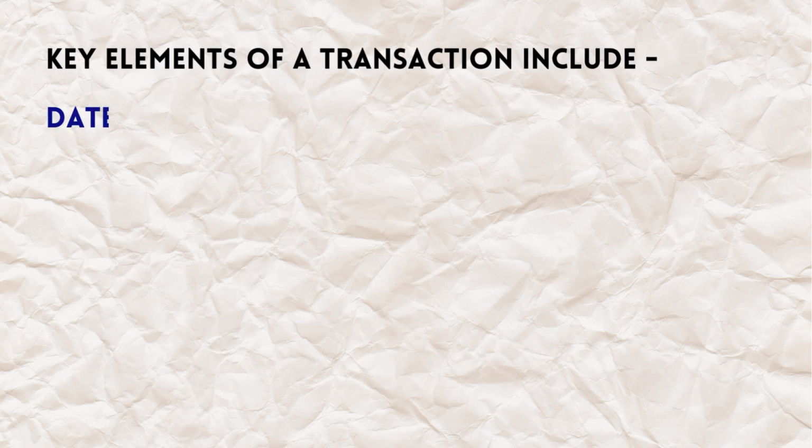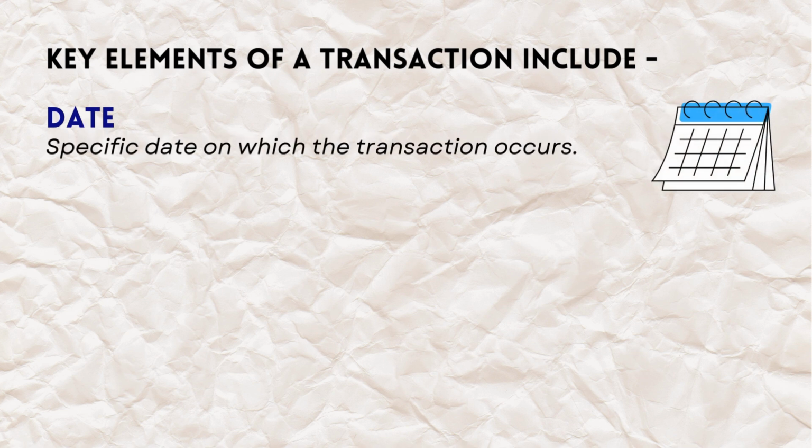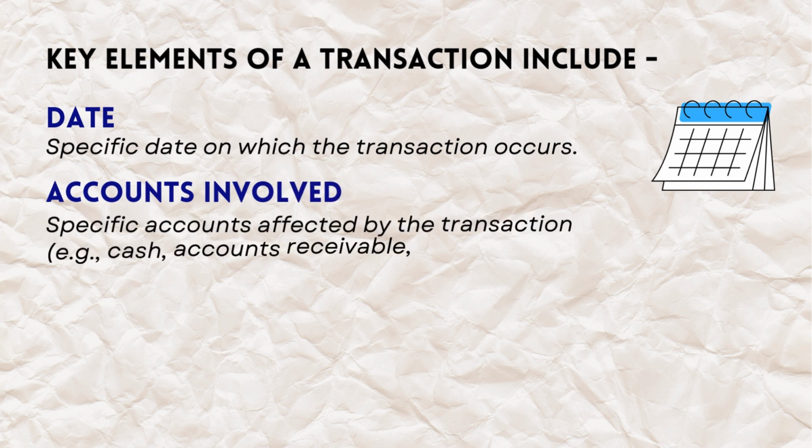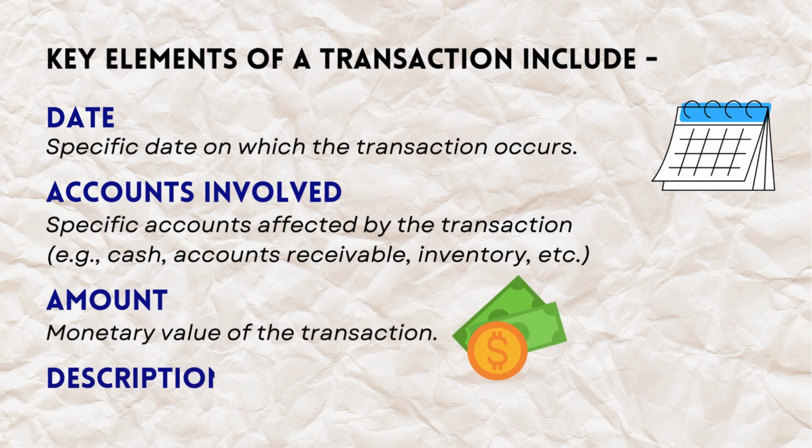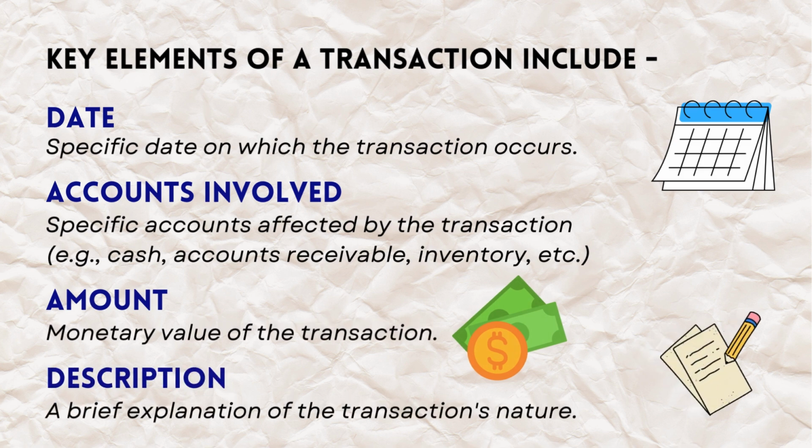Key elements of a transaction include date, the specific date on which the transaction occurs; accounts involved, the specific accounts affected by the transaction, for example, cash, accounts receivable, inventory, etc.; amount, the monetary value of the transaction; and description, a brief explanation of the transaction's nature. Hope you have understood this term. Now let us get into the second one.